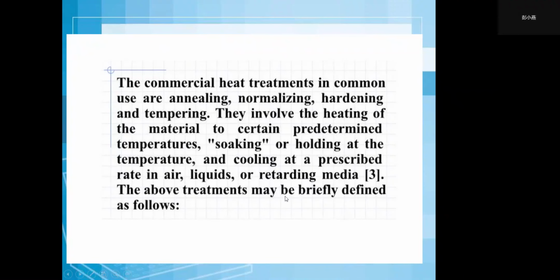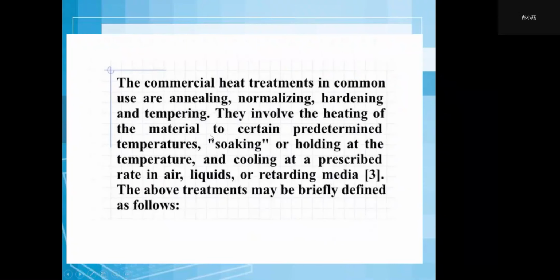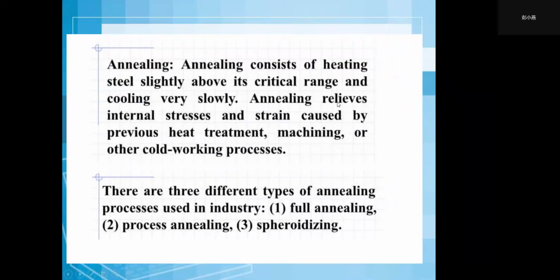And the above treatments may be briefly defined as follows. Annealing. Annealing consists of heating steel slightly above its critical range and cooling very slowly, usually cooled in air. And annealing relieves internal stress and strain caused by previous heat treatment, machining, or other cold working processes. And there are 3 different types of annealing processes used in industry. 1. Full annealing. 2. Process annealing. 3.